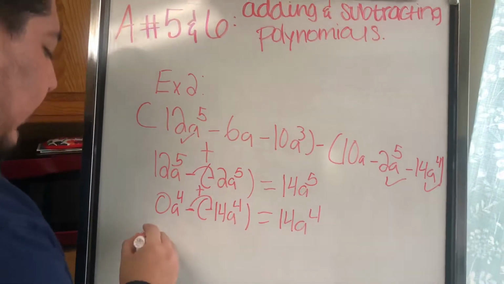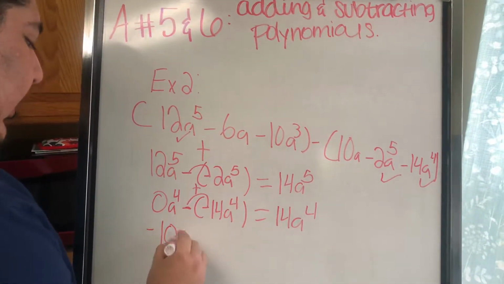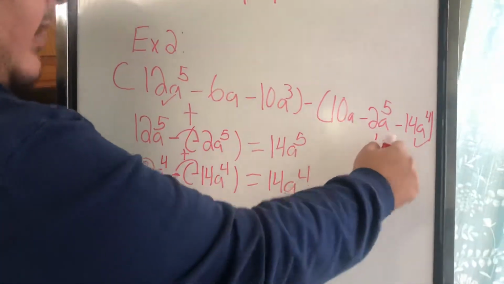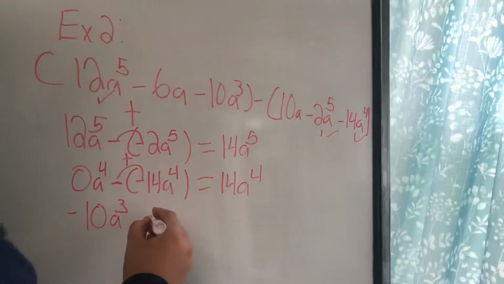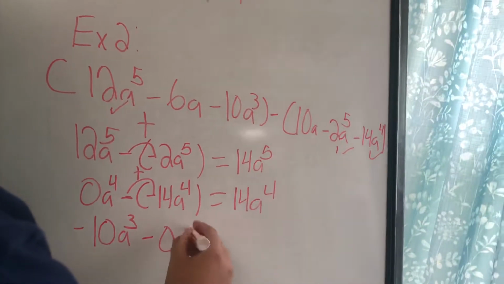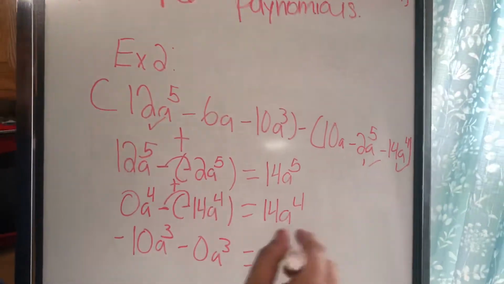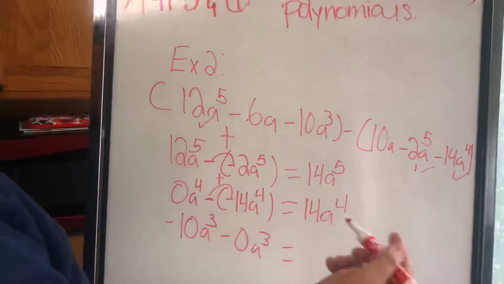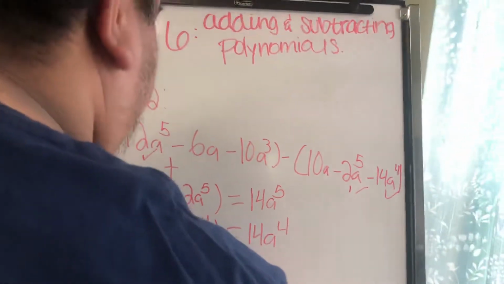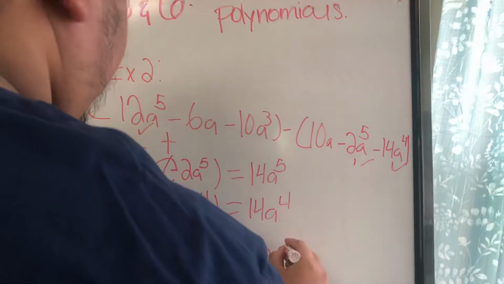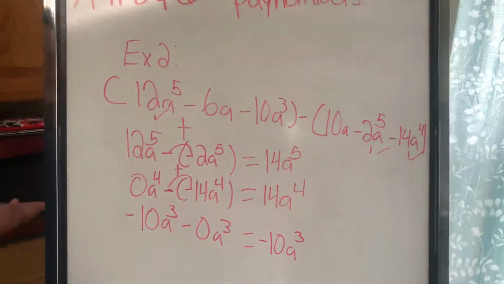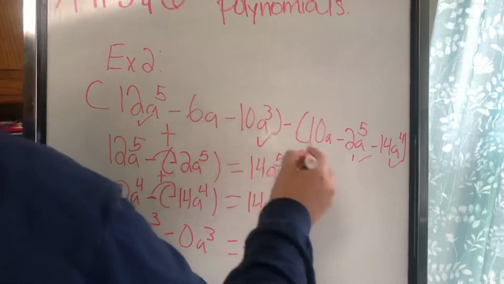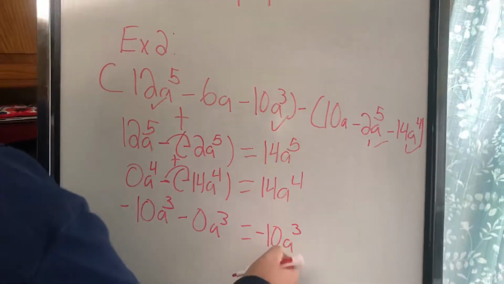So let's write it out. Negative 10a to the third minus, do you have one on the right? No, you don't. So I'm going to just write 0a to the third. This is the big difference that you're going to notice. Notice, negative 10 minus 0 is still negative 10. So this is going to be negative 10a to the third. No change, nothing major to it. So this checks out, and that's it for that part.